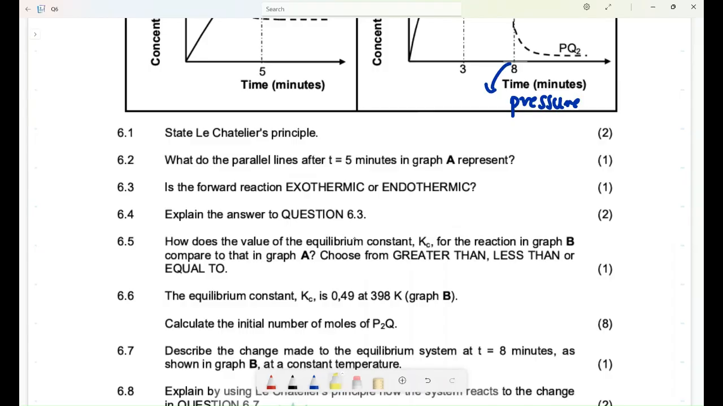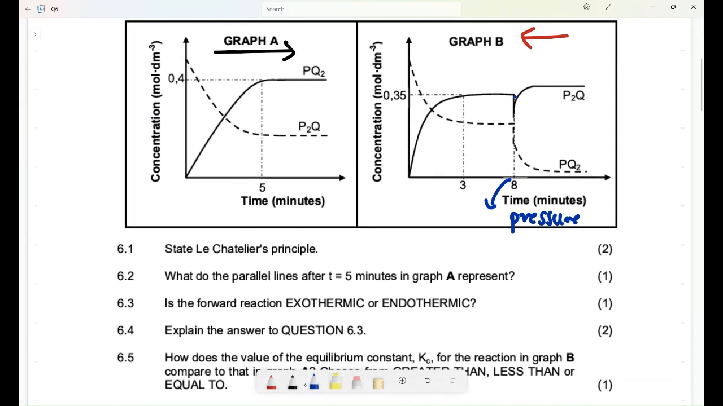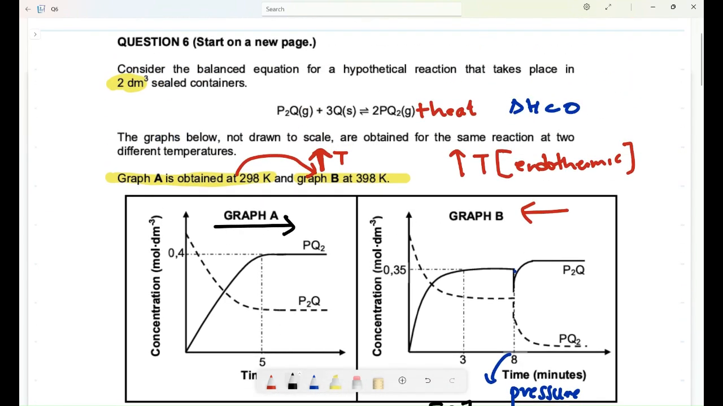How does the equilibrium constant Kc for the reaction in graph B compare to that in graph A? Now the Kc will decrease. Why? Because Kc is the product divided by the reactants. If the product increases, Kc will increase, but if our product decreases, Kc will also decrease. Our product is PQ2, and it is decreasing.